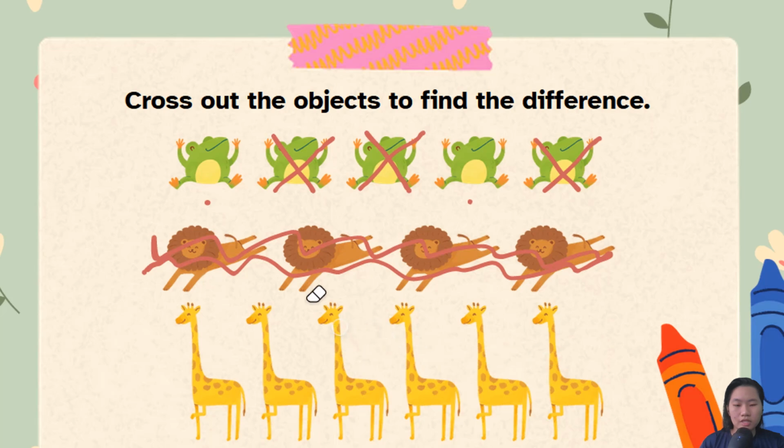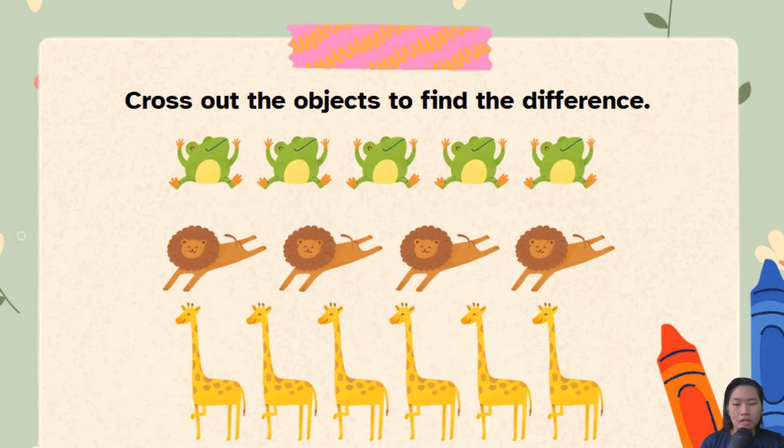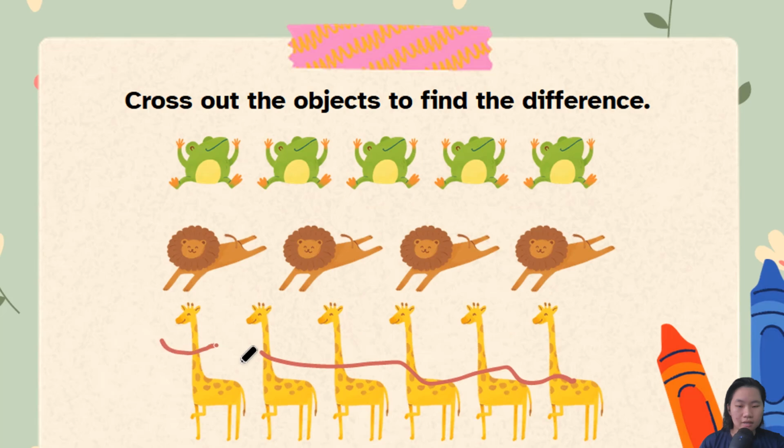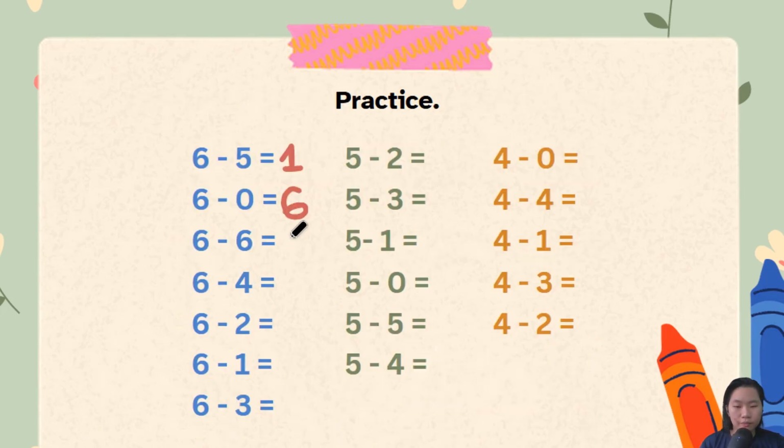Let me just erase these very quickly. Okay. 6 giraffes minus 5 of them. How many do we have left? 1. Now this one is easy. 6 minus 0. What is 6 minus 0? It is 6 because we don't minus out anything. Now, what is 6 minus 6? 6 minus 6. It is 0.